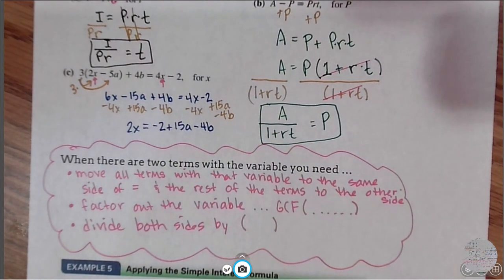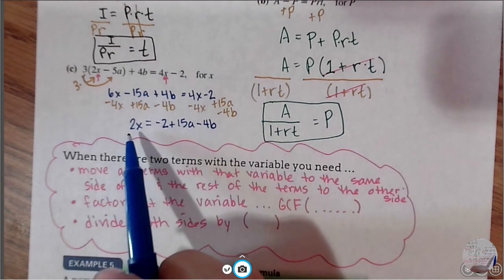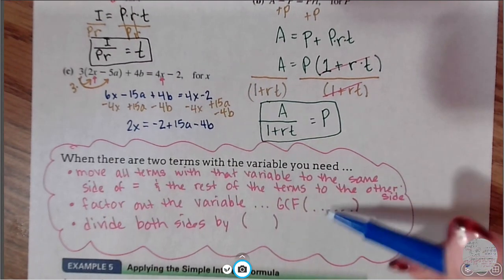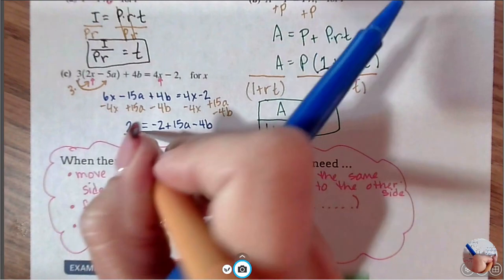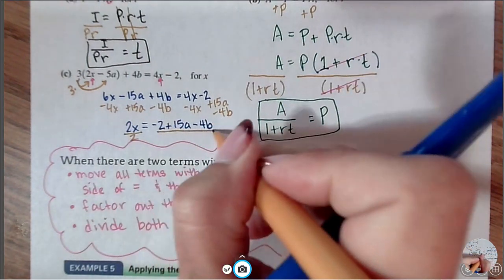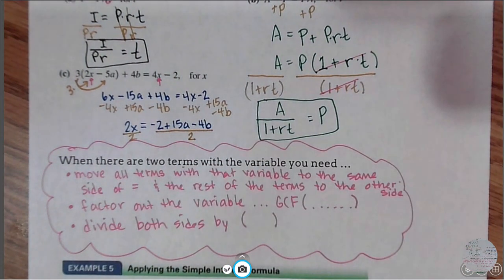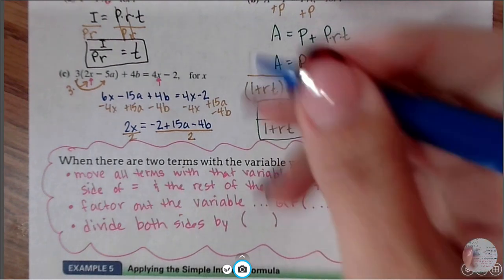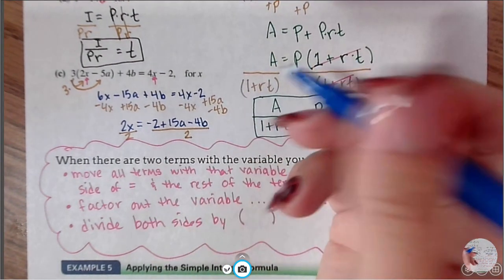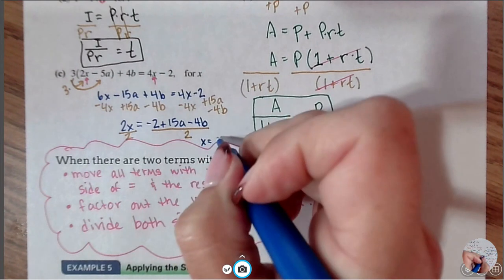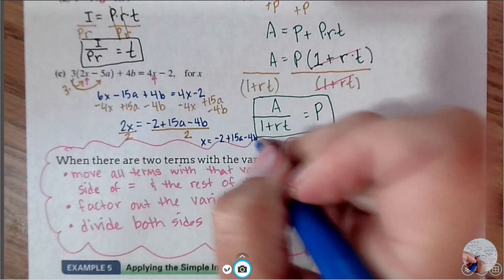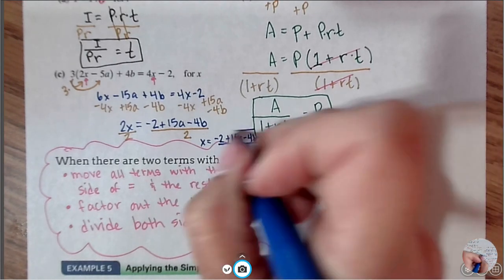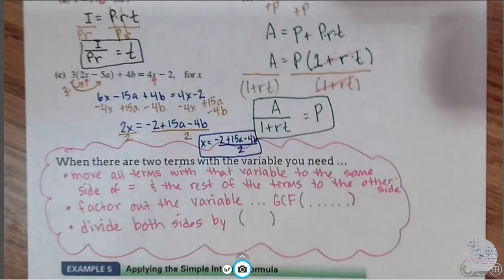Okay, I'm really quite close, but I don't have x by itself yet. I didn't even have to do a GCF thing because the x's kind of worked out nicely on their own. So I'm just going to divide both sides by 2. And I will actually just leave it like that. So I'm going to leave this as x equals negative 2 plus 15a minus 4b all over 2. And that's just going to be my answer for this problem.